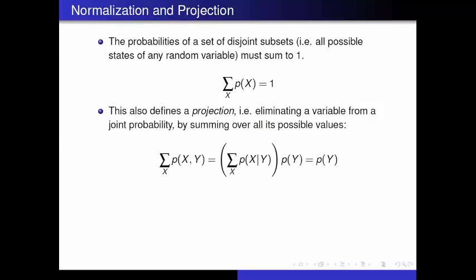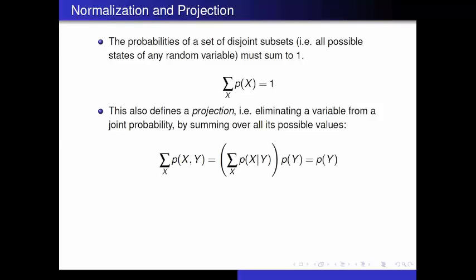For example, the operation of projection, basically a multi-dimensional probability distribution. You want to project it onto a lower dimensional space. In other words, let's say we want to eliminate one of our variables, like x or y. So if we sum over all possible values of x, what are we going to get?